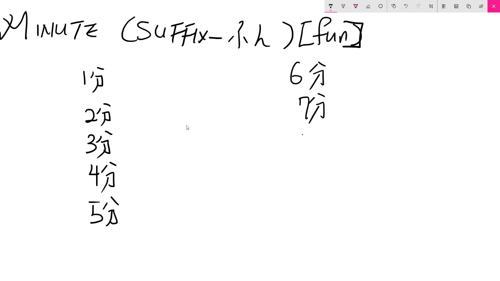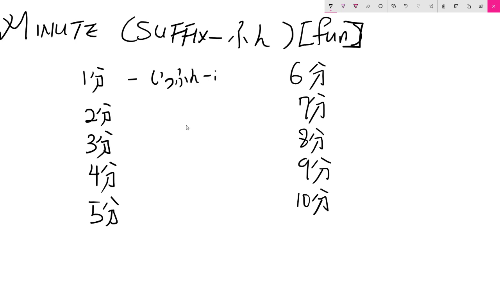Let me write it all down first. Okay. These are things you have to memorize. They're different from normal readings, okay? Now, we know that it means ichi, right? But it has a suffix now. And with a suffix, the rules change, the reading changes a bit. So we don't say ichi hun, we say ippun. This means 1 minute.